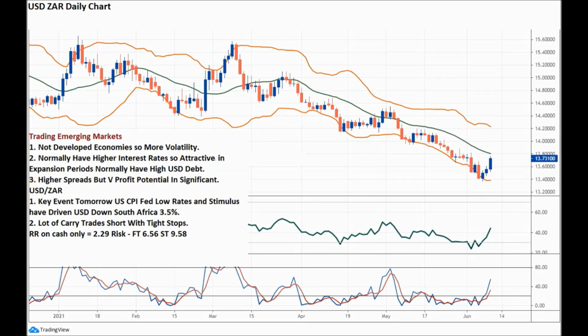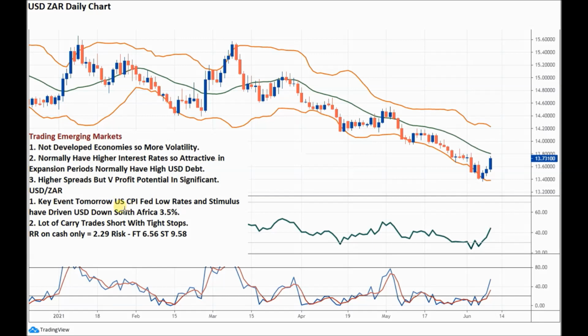Now, in terms of USD/ZAR, obviously we've had risk on in the market, and this has seen the USD fall hard. In terms of the USD falling, the Fed has low rates and heavy stimulus, printing money. So that makes the South African Rand very attractive. Not only if you sold it would you pick up capital growth for the move down, you'd also get a nice interest rate carry, 3.5%.